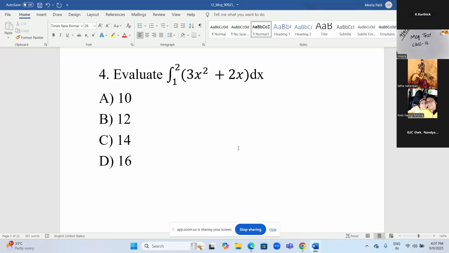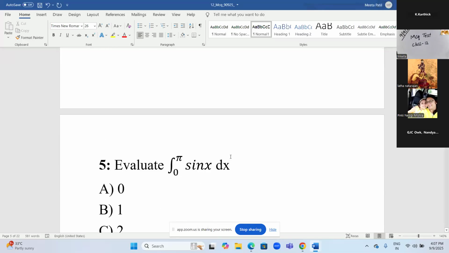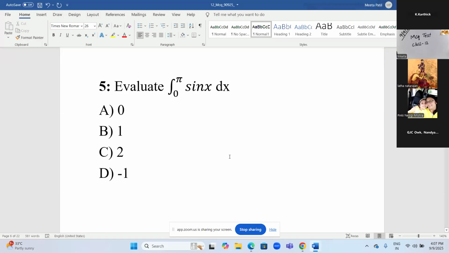Okay, so we will move further. Next question. So you have the next question as the fifth question. Evaluate the integration from 0 to pi of sin x dx. Options as option A is 0, option B is 1, option C is 2 and the option D is minus 1.